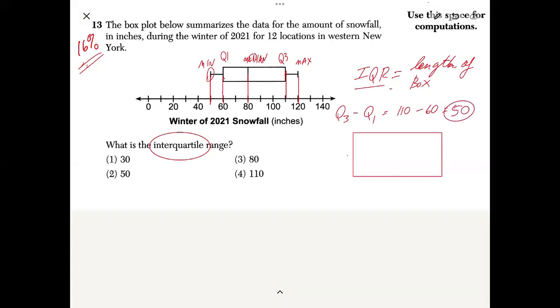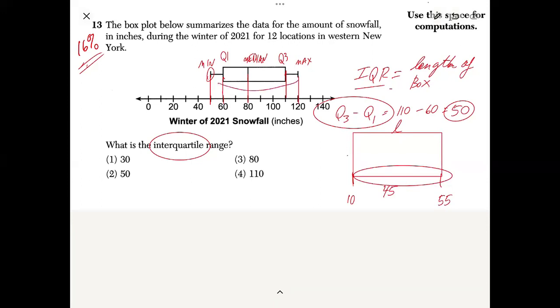Now, another way that I like to think about it, because a lot of y'all will forget Q3 minus Q1, is to just remember the interquartile range is the length of the box plot. So let's say this right here is 10, and this is 55. The length of this box would be 55 minus 10, which is 45. So this is the length of the box, but it's also the IQR, or the interquartile range.